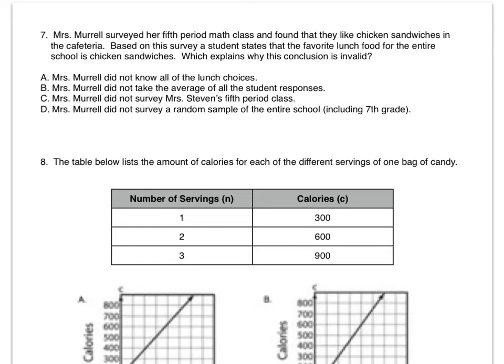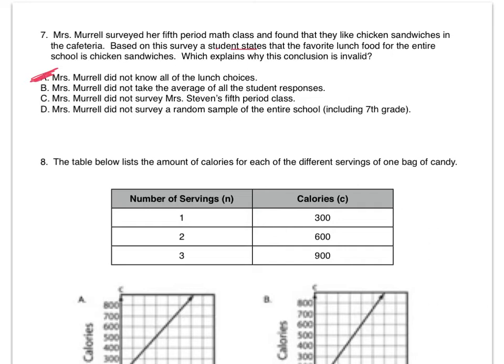Based on this survey, a student states that the favorite lunch food for the entire school is chicken sandwiches, which I don't know if that's true or not. Which explains why this conclusion is invalid? So we want to know, why is that student's statement not true? Miss Merle did not know all of the lunch choices. Well, I don't know all the lunch choices, but that is not why it's invalid, because we're thinking about sample size at this point.